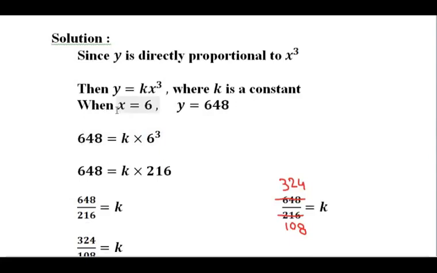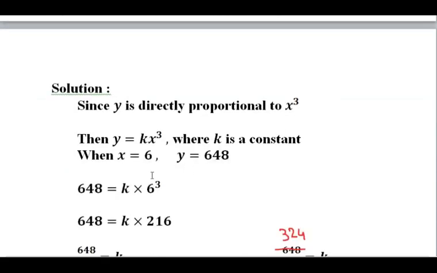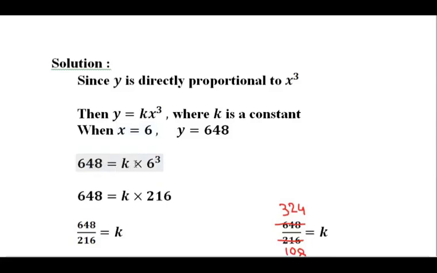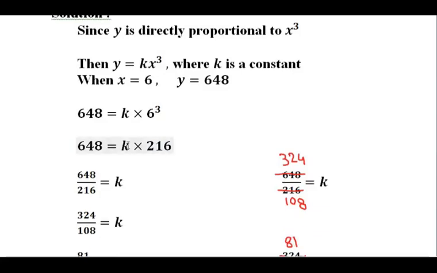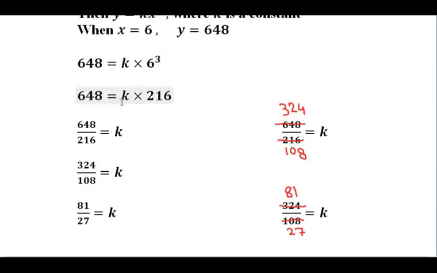So, when x is equal to 6 and y equals 648, then this equation y equals kx cube becomes 648 equals k into 6 raised to the power 3. Now 6 raised to the power 3 is equal to 216, because 6 multiplied by 6 multiplied by 6 equals 6 times 6, 36, 36 times 6, 216. Since we are finding the constant k, this equation can be written as 648 upon 216.